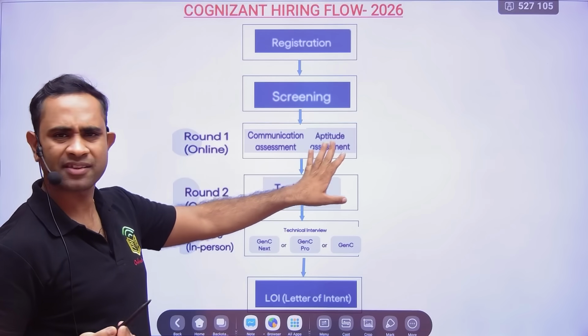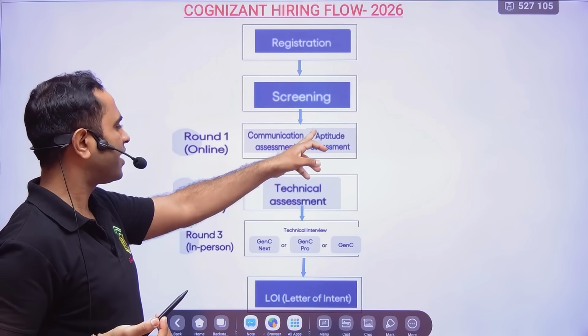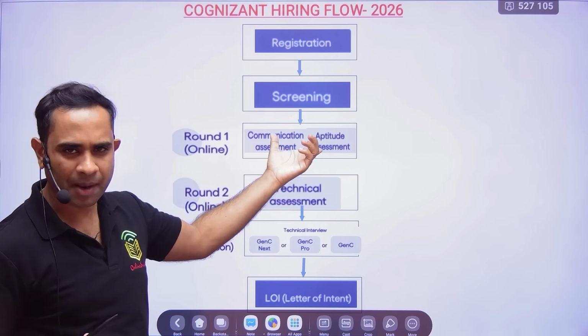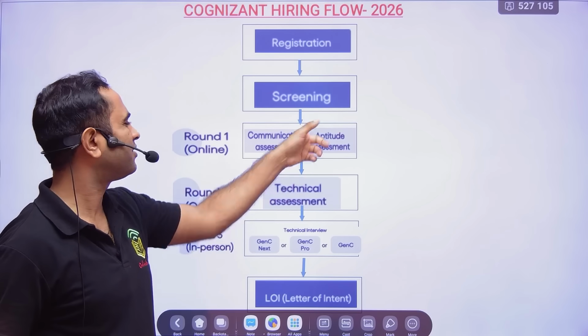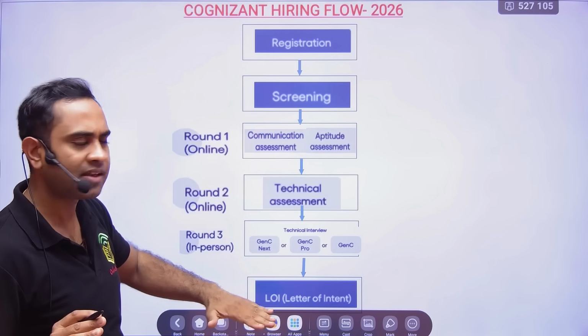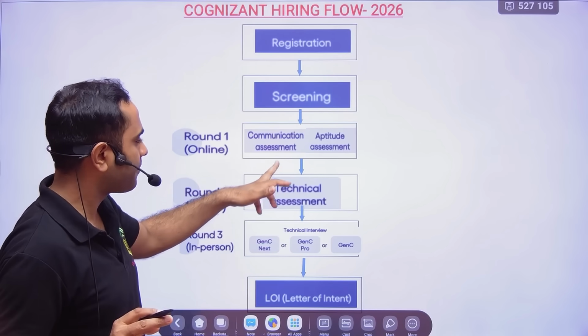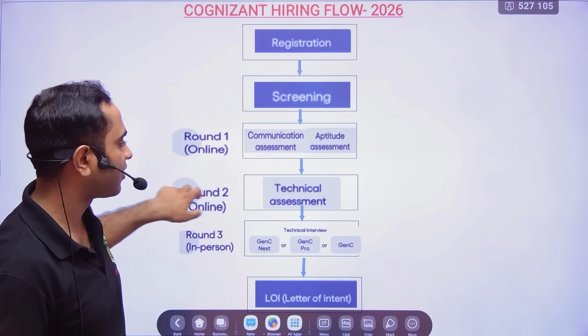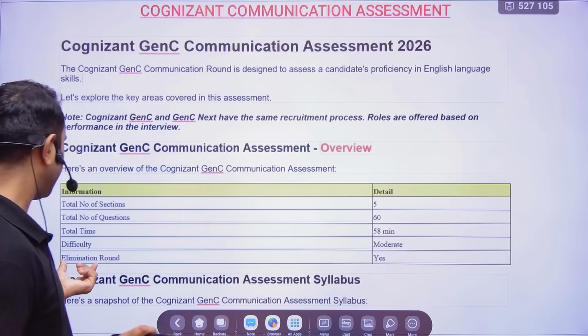Round 1, communication and aptitude. Friends, in many colleges this might happen together, and in many colleges this might happen separately. First the communication round, after that the aptitude round. Friends, the communication round is the elimination round. Here you see, they have clearly mentioned elimination round.